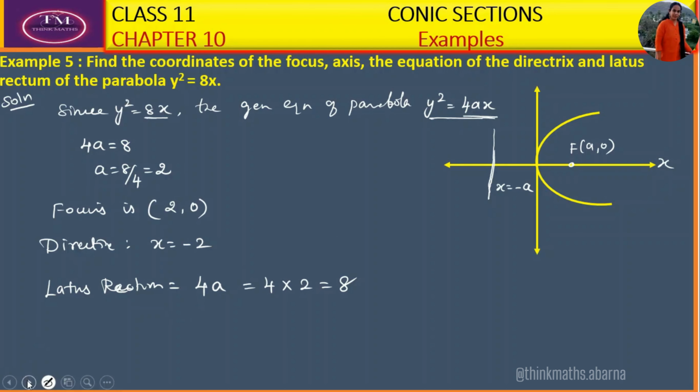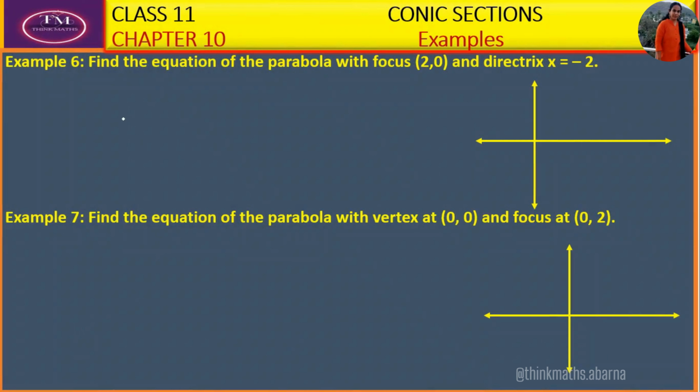Clear? So moving to example 6. Find the equation of the parabola with focus 2, 0 and directrix x equal to minus 2. So the directrix is at x is equal to minus 2. So this is the negative side of x-axis. If the directrix is in negative side of x, then the parabola will be positive side of x. So here the focus is at 2 comma 0.